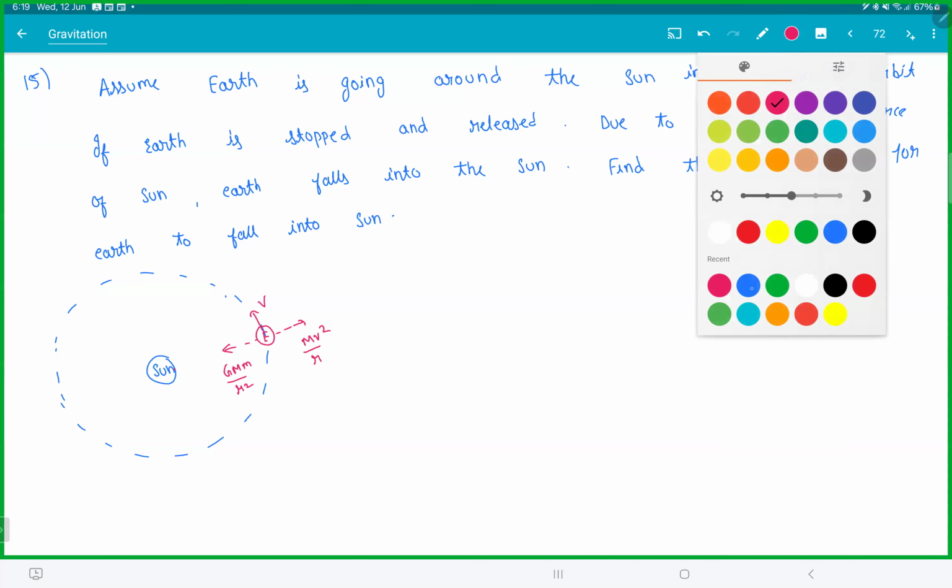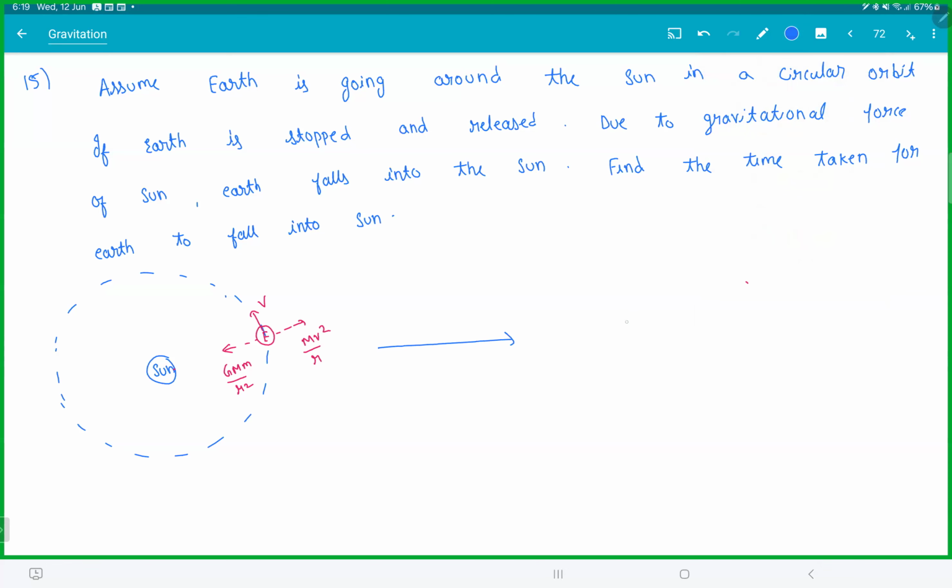Now what you did, you just stopped the Earth's velocity, you made it suddenly 0. So if velocity is 0, there is no one to stop you. Only the gravity is pulling you in, GMm by r squared, you'll just go straight and crash into the sun. Normally for one revolution, it takes 365 days. So the question is, how much time will this Earth take to crash into the sun? I hope the question is clear.